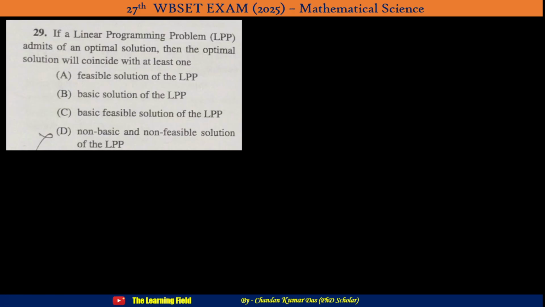Next question is question number 29. If a linear programming problem admits an optimal solution, then the optimal solution will coincide with at least one of the following: feasible solution, basic feasible solution, non-basic feasible solution. So to solve this problem, you have to understand how the solution of an LPP develops in the background.